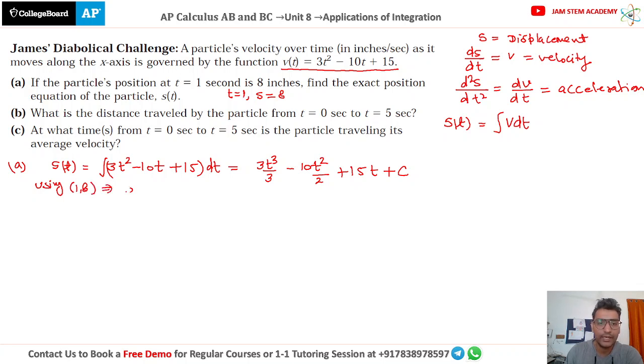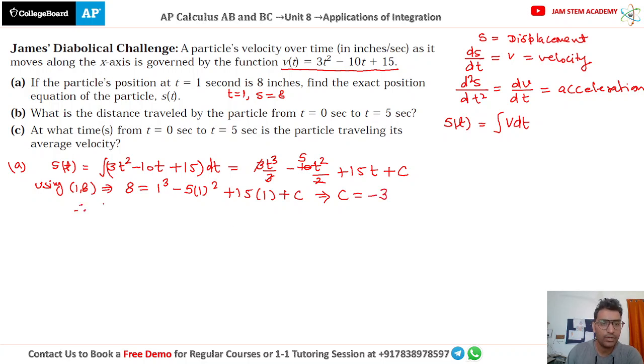So we get 8, s value is equal to, this is t cubed only, so 1 cubed, minus 5 times 1 squared, plus 15 times 1, plus c. So from here we get the value of the constant of integration c. Simplify it and get the answer. So what does it give me? It gives me 16 minus 5 gives 11, and minus 3. c comes out as negative 3.